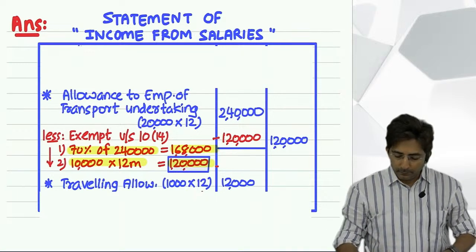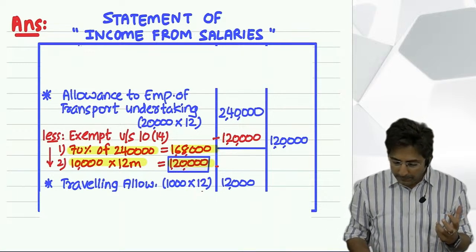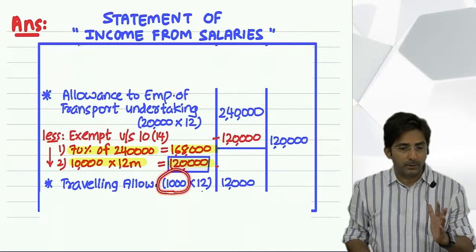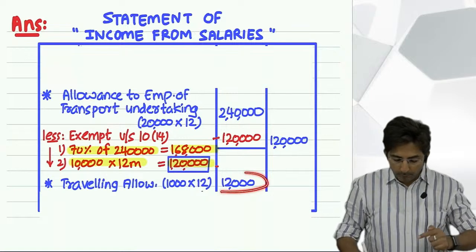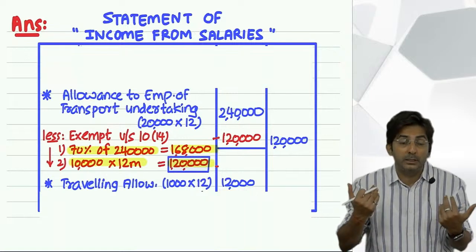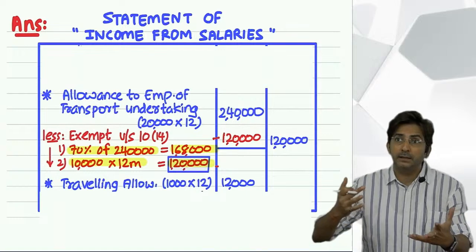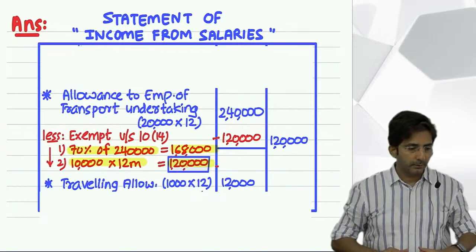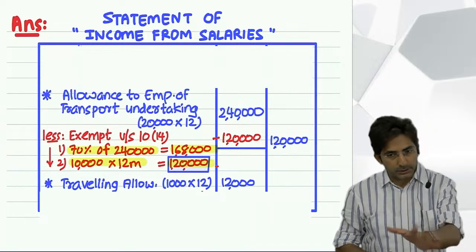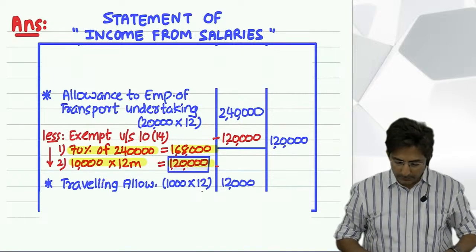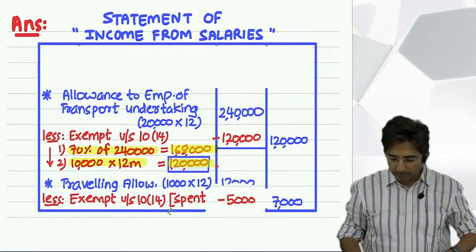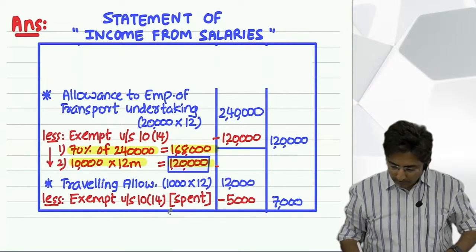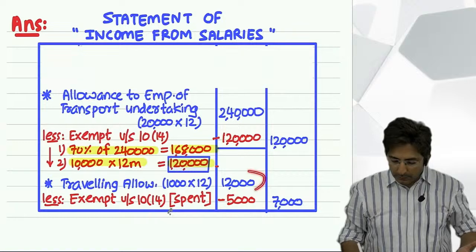Okay, so tell me, in the salary breakup, traveling allowance is 1000 per month. So first, what you will do, write it in the inner column. Now from this you have to see how much he has actually spent on his outstation tours. And that will be given in the question. So let's assume in the question they have given that he has spent 5000, but then why did he receive 12000?